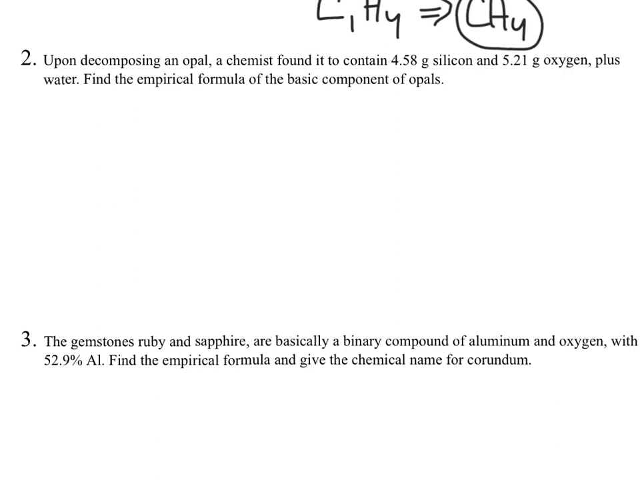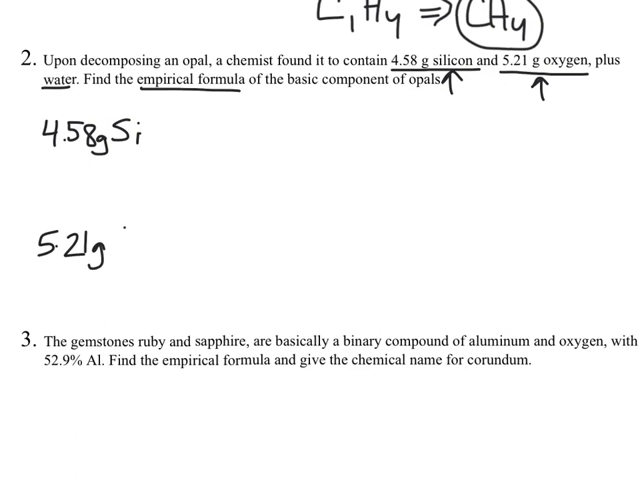Looking at number 2, it says that a chemist found 4.58 grams of silicon and 5.21 grams of oxygen when decomposing opal, and there was also some water, but we want to find the empirical formula of the basic components. So we're going to be looking at silicon and oxygen. Since they're already given in grams, this is nice. I don't even have to convert percents into grams. So I'm going to write down my grams of each.